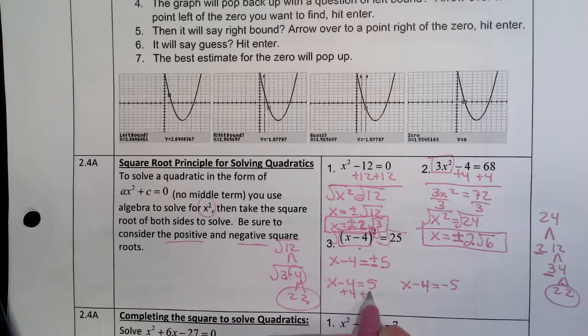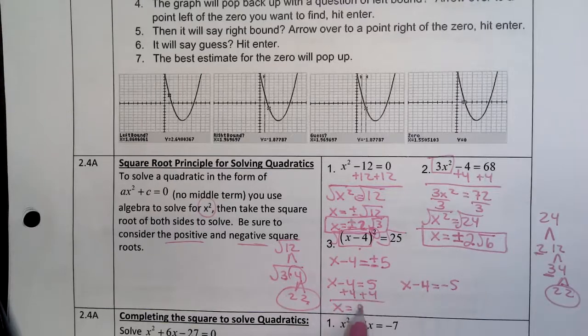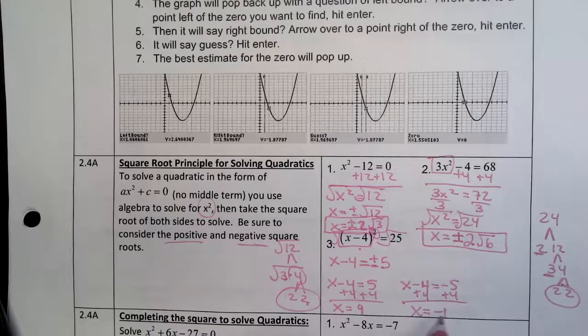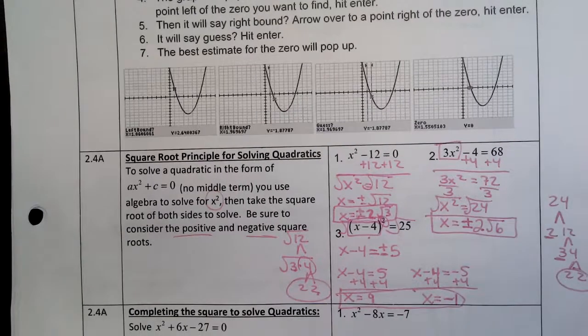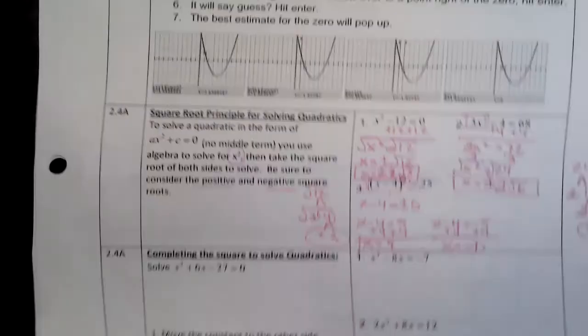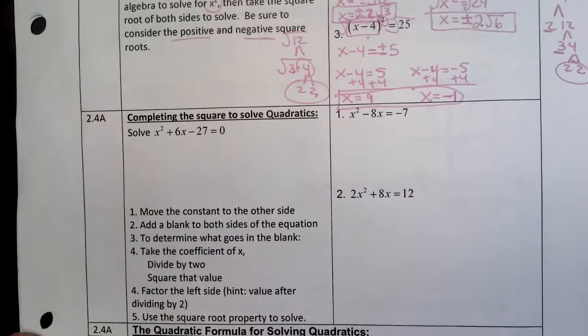And now I just add like normal. So x equals 9, or x equals negative 1. So those are my two answers now. Okay, we're almost done here. This is kind of a long section, but it's a lot of review.